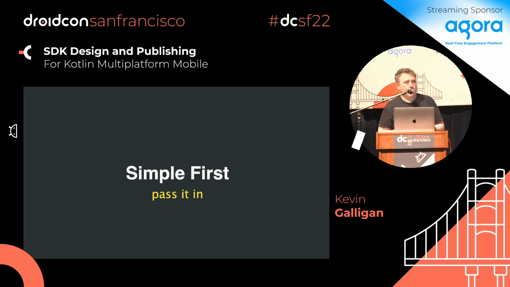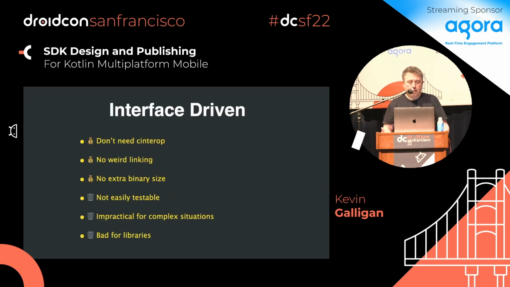The first thing I want to say is you should try to go simple first. And by that I mean don't do any of this. Make interfaces and then pass in the code from Swift directly is a much easier way to get these things done if you need to, especially if you're making an app, not a library, right? So the benefits are essentially you don't need C interop. There's no weird linking, no extra binary size. The downside is it's not easily testable. If you're passing in Swift at the start of an app, you can't really test that with Kotlin's testing facility easily. It's impractical for complex situations, and it's bad for libraries.